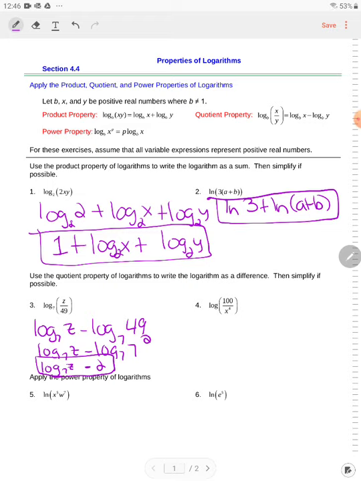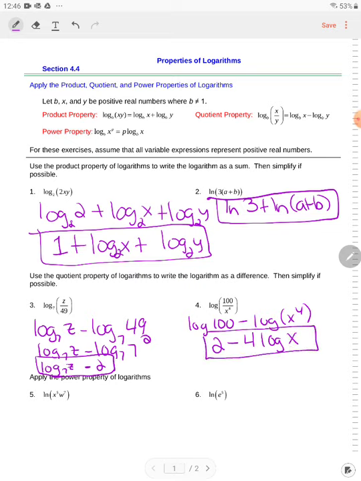Number 4, 2 terms again. This is log 100 minus log of x to the 4th. Now, if I type in log 100 on my calculator, I'm going to get 2. So this is 2 minus. Okay, this one's a little tricky because we also have a power here. So the 4 will come in front to multiply, and it'll look like that: 2 minus 4 log x. Apply the power property of logarithms.